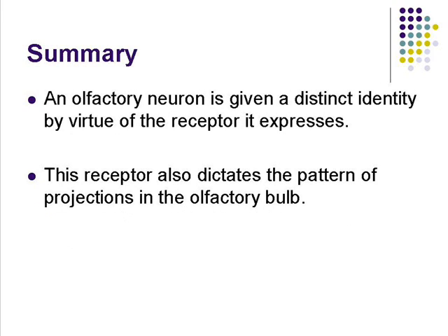To summarize, two main takeaway points from this article are: an olfactory neuron is given a distinct identity by virtue of the receptor that it expresses, and this receptor dictates the pattern of the projections in the olfactory bulb.